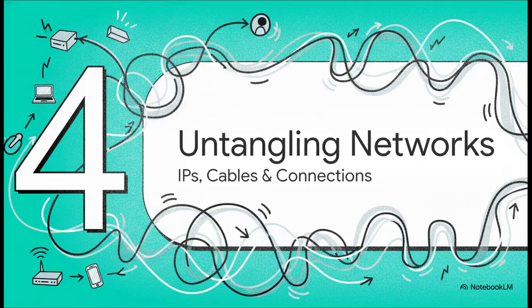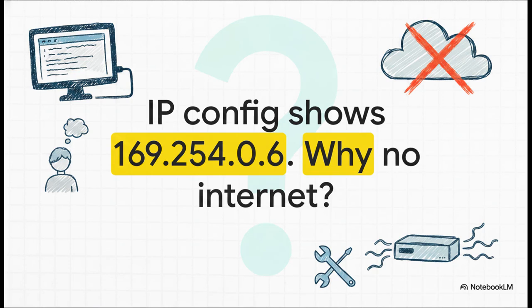That brings us to Section 4, untangling networks, IPs, cables, and connections. This is our second major troubleshooting zone, looking at the invisible threads connecting all our gear.